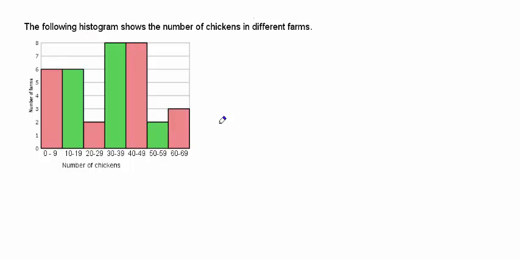Let's look at this histogram. The following histogram shows the number of chickens in different farms. And we have the number of farms on the y-axis and the number of chickens along the x-axis. And we have the data in different groups or classes like 0 to 9 chickens. So there are 6 farms that have a number of chickens that is between 0 and 9.